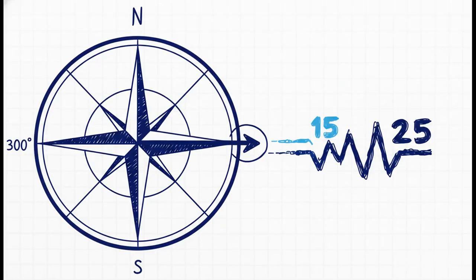Let's decode the wind, 30015G25KT. The first three numbers, 300, tell you the wind is coming from 300 degrees relative to true north. The next two numbers, 15, that's the sustained speed, 15 knots. Then you see that G, that tells you it's gusting, in this case up to 25 knots. It's a pretty simple pattern once you see it.